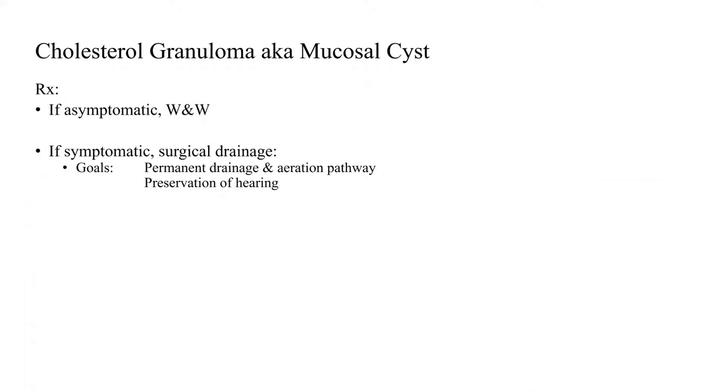The treatment basically is, if it's asymptomatic, just an incidental finding, you can watch and wait with serial imaging. If it is symptomatic, then it should be drained surgically, where the goal of the surgery is to create a permanent drainage and aeration pathway and to preserve the hearing if the hearing is still serviceable.